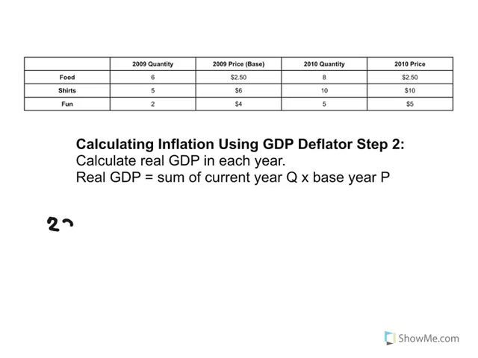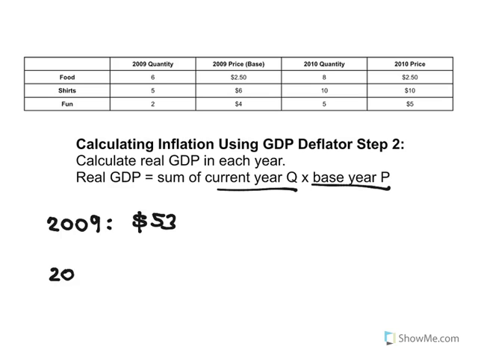So for 2009, the answer is going to be no different than 2009 nominal GDP, because we're going to use 2009's quantities, and because 2009 is the base year, we're also using their prices. So it's just $53. The math is identical to what we did for nominal GDP for 2009. So in the base year, the nominal GDP and the real GDP are always the same number, because there's no adjusting for inflation, because you're using that year's prices.